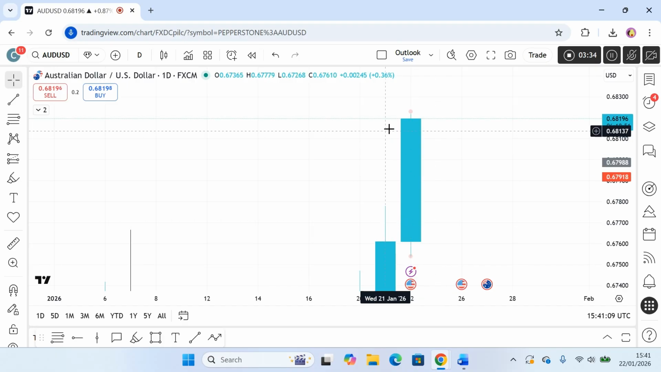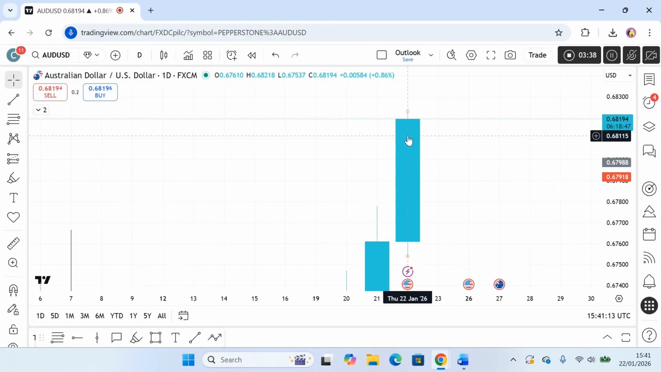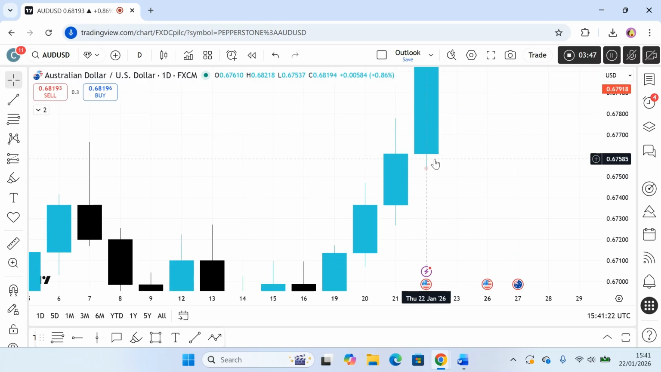But nonetheless, these thin segments are called wicks. All a wick is simply, in this example of a bullish candle, the highest point that price traded to, that's it. And this wick right here will be the lowest point that price traded to. That's all it is, quite simple.